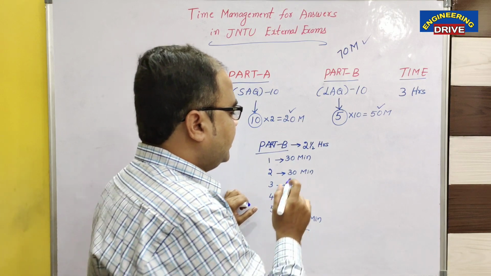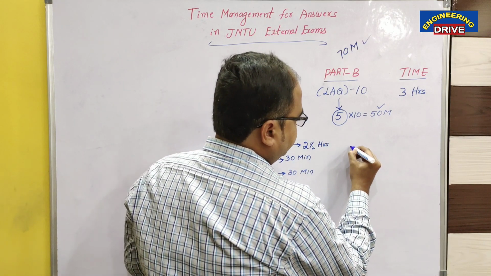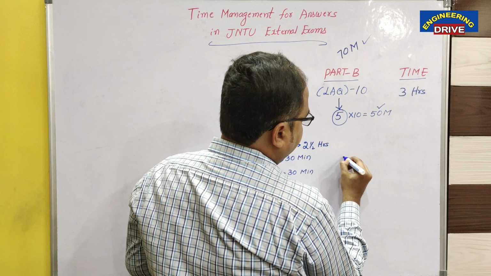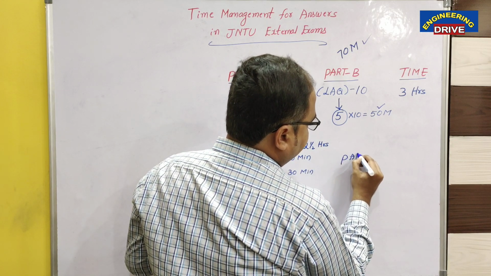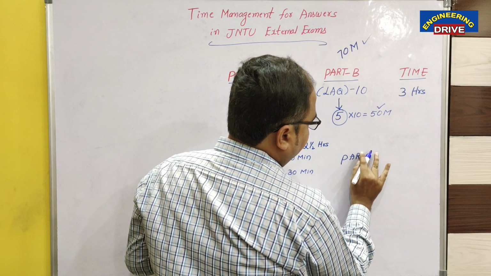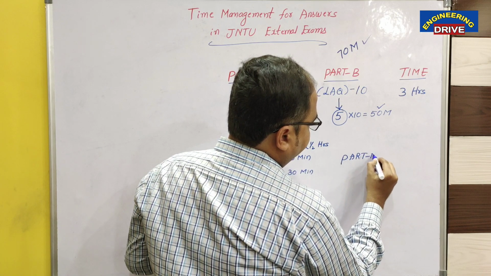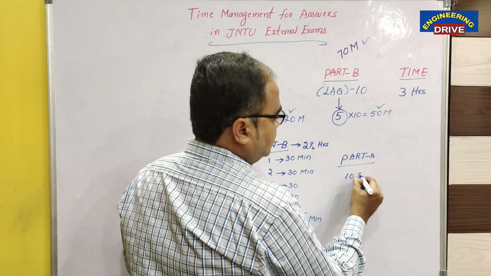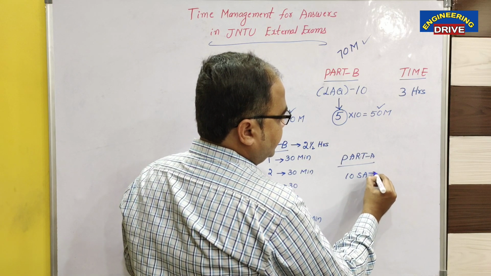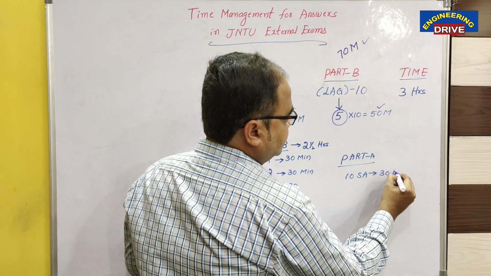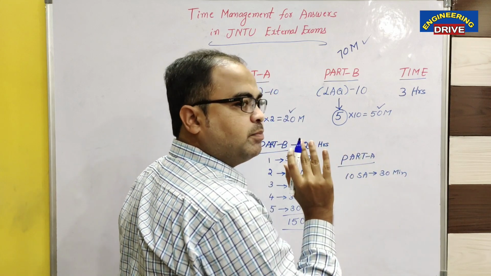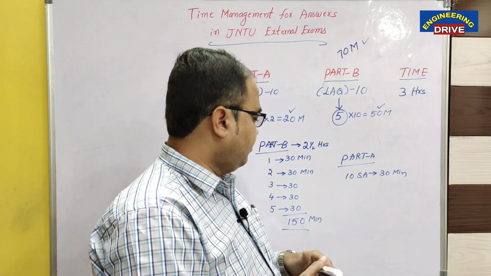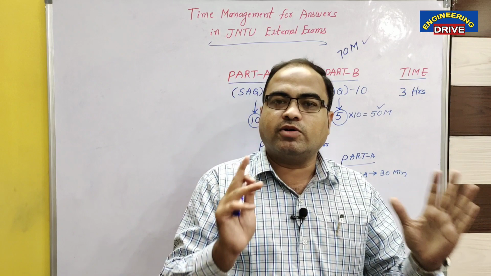Okay, now the last 30 minutes will be there. In that last 30 minutes, you need to start your part A. How many short answer questions? 10 short answer questions. 10 short answers you need to write in this last 30 minutes. This is the procedure you follow. Now, when we combine it, totally you will get 180 minutes, 3 hours of time.